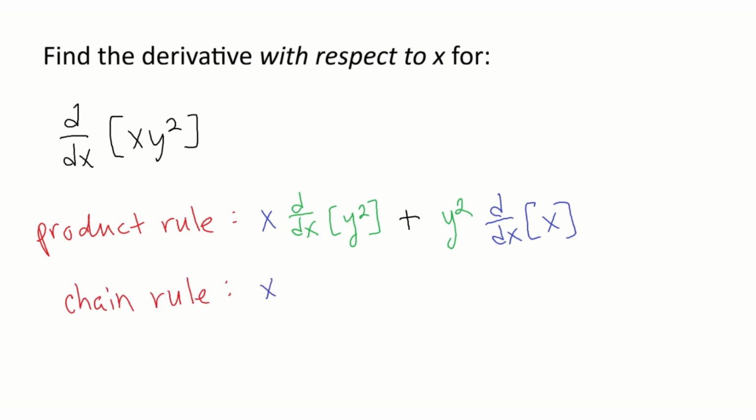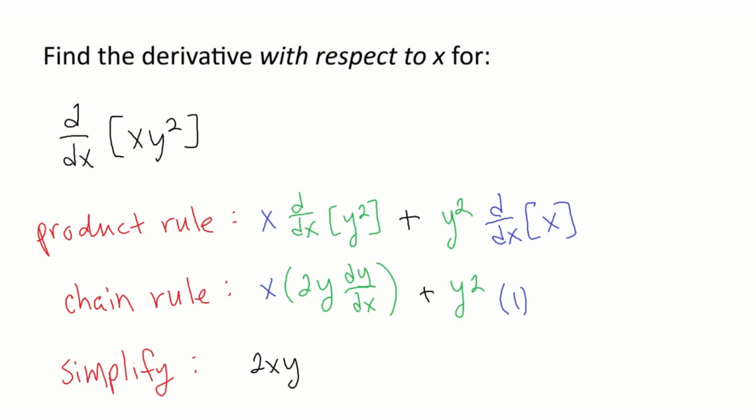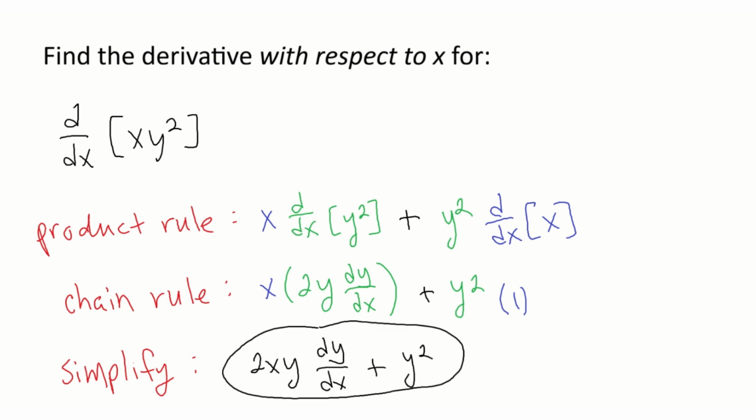The derivative of y squared with respect to x, we're going to apply the chain rule. Take the derivative of something squared times the derivative of the inside, dy dx. Let's add that to the second function times the derivative of the first function, which is just 1. Clean this up, and there's our final answer.